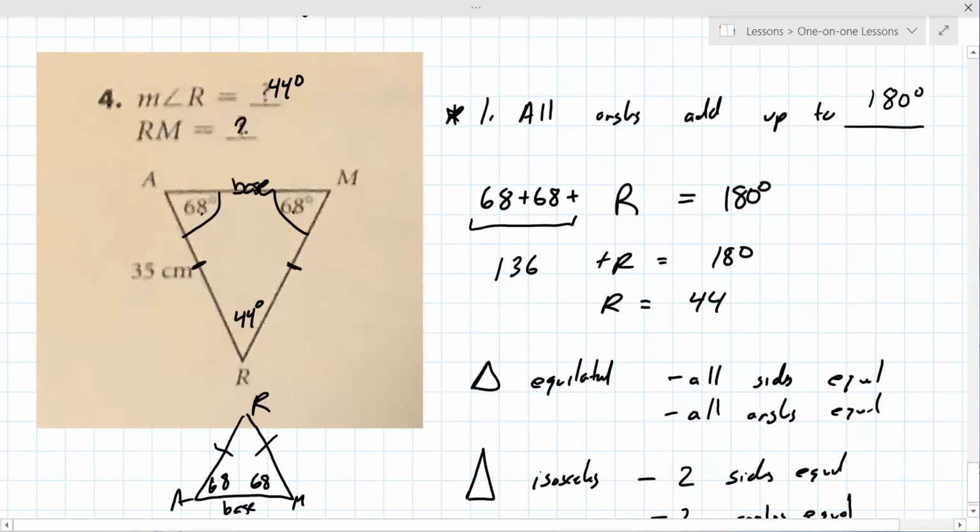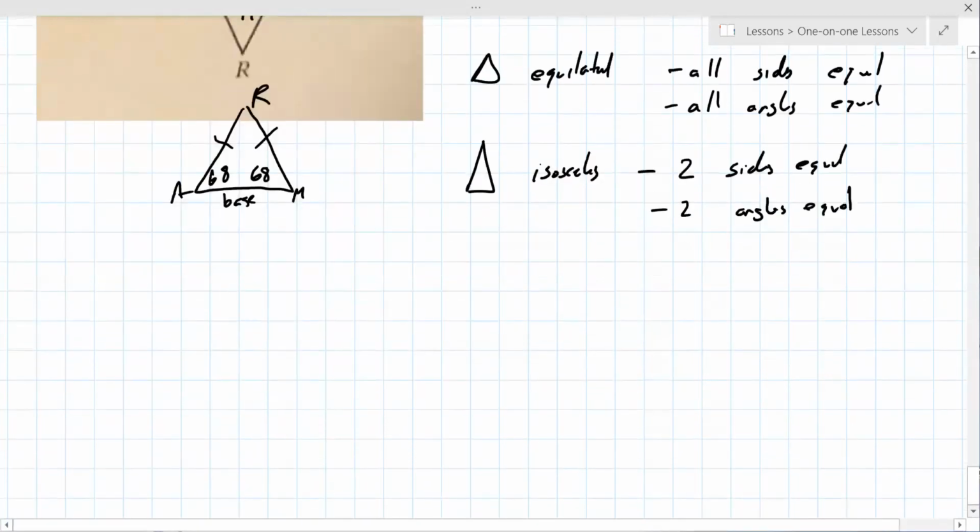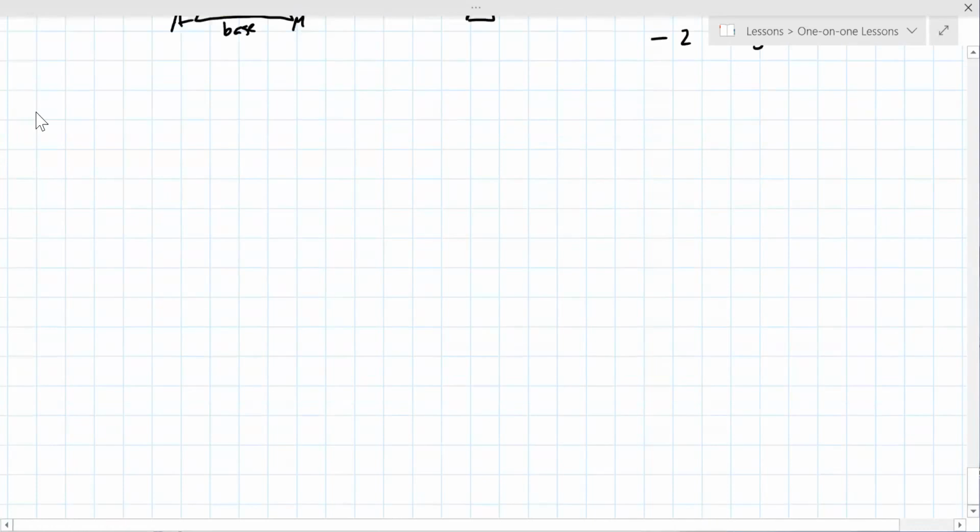So RM is equal to 35 centimeters. Can we skip the odds since you have those answers and just go to the evens, or do you want to do all of them? We can go to the evens. Okay. I'm going to go to the next one here, number 6. There won't be as many notes for the next one because it looks like it's a repeat in some ways of this.